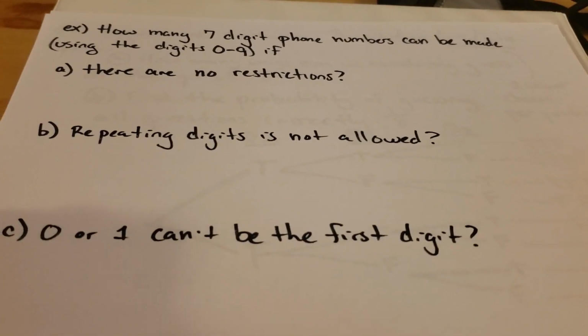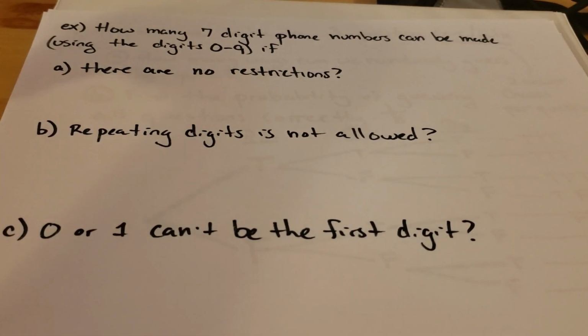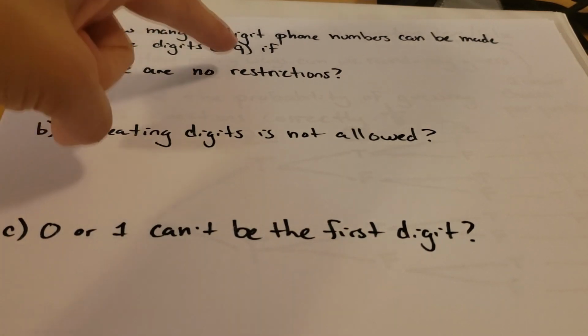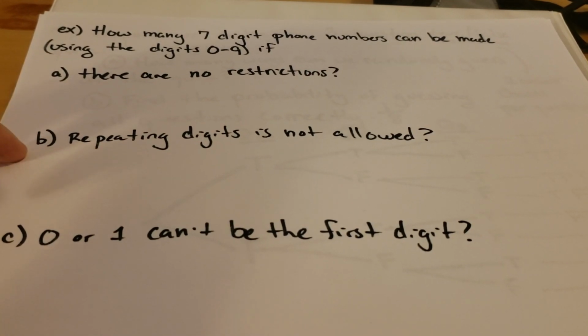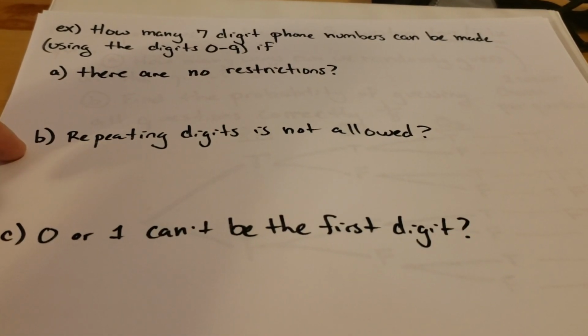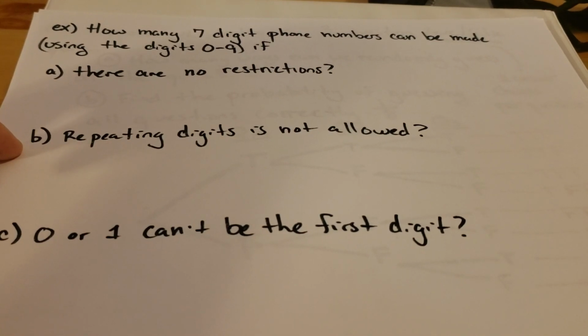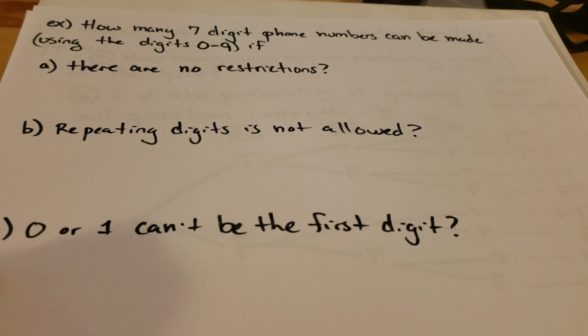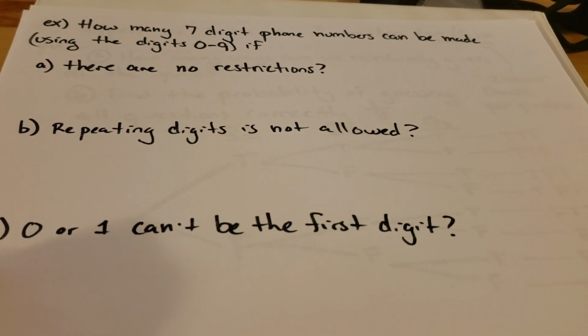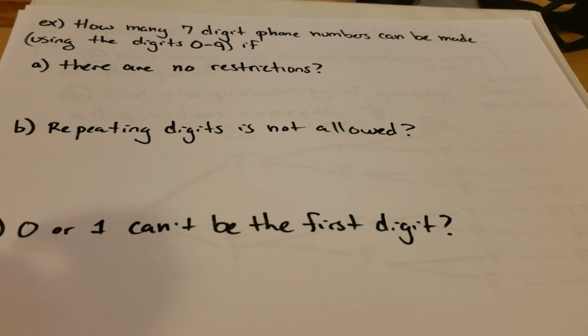So let's look at an example. Here we have a question asking how many different 7-digit phone numbers can be made if we're just using the digits 0 through 9. First, if there's no restrictions, meaning we can put any of the digits 0 through 9 in any of the 7 positions. Next, we're told we're not allowed to repeat digits. So if our first digit is a 3, we can never use 3 again anywhere else in the phone number. And then C, if 0 or 1 can't be the first digit, and then we would assume there's no restrictions after that.